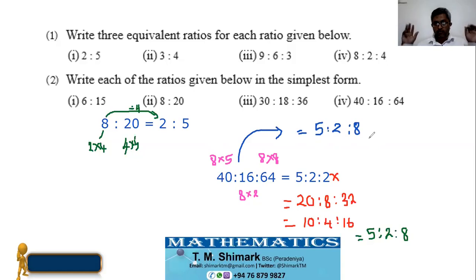You check for common factors. When you are asked to give in the simplest form, check, can it have common factors? Then yes, you can divide by that number, then you will be getting the answer.